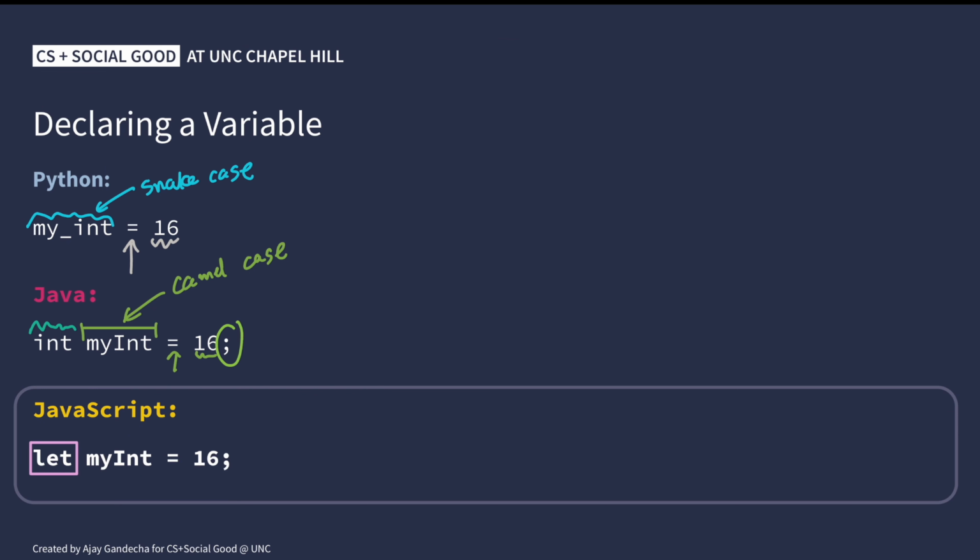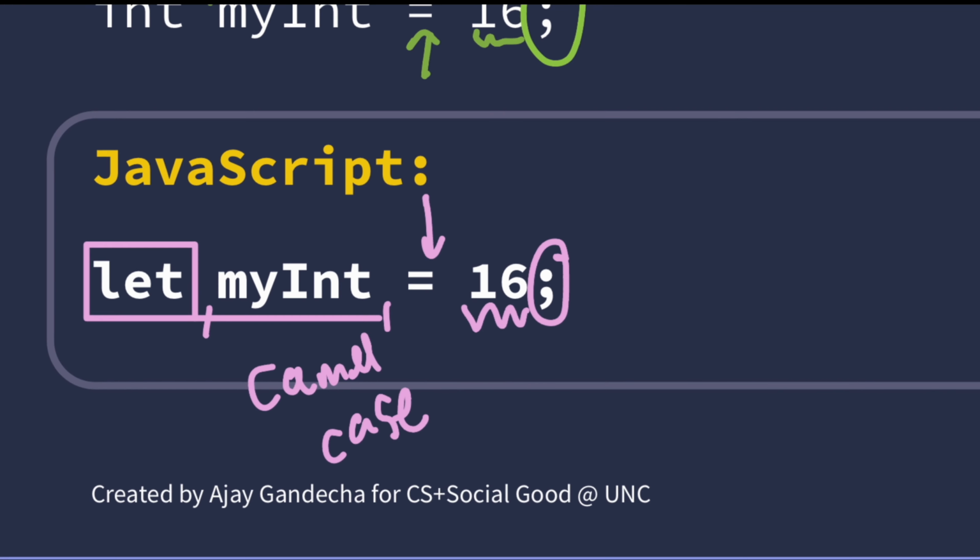So you can say let. Then you also have a camel case word here, so you will write camel case for your variable name. Then you have the assignment operator, you have your value, and then you also have a semicolon. It's very important with JavaScript to keep in mind that you do have a semicolon here.